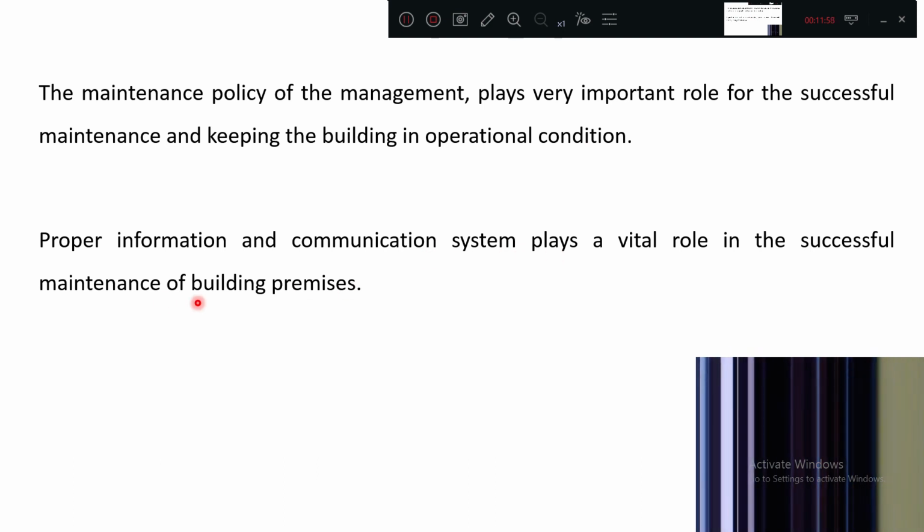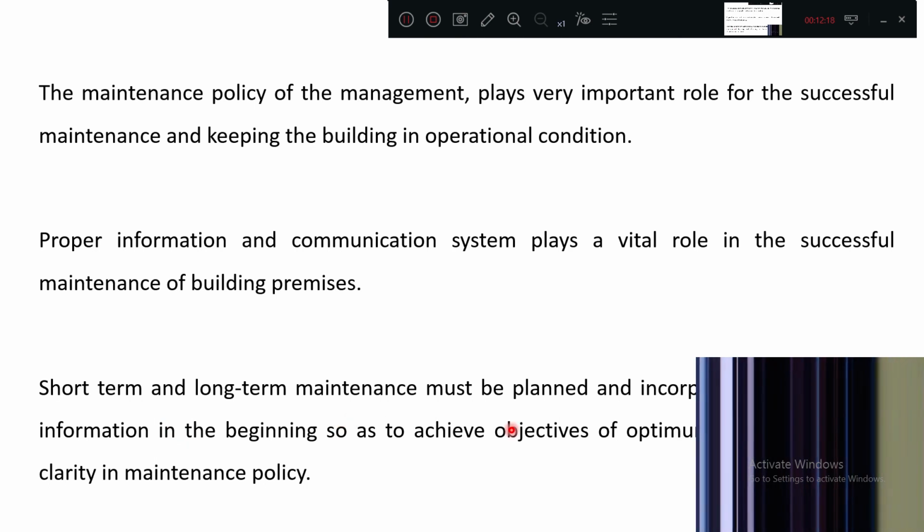Now, a proper information communication system plays a vital role in successful maintenance. If you have proper maintenance information, or information related to past similar projects, then your planning is very correct. In that way, the information system as well as the communication system plays a very important role in maintenance.